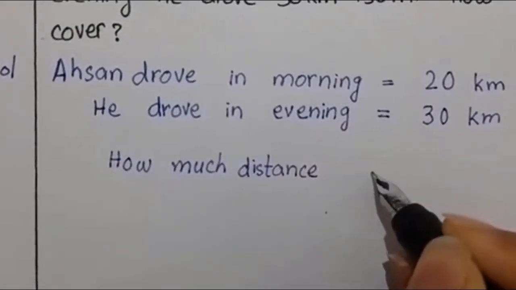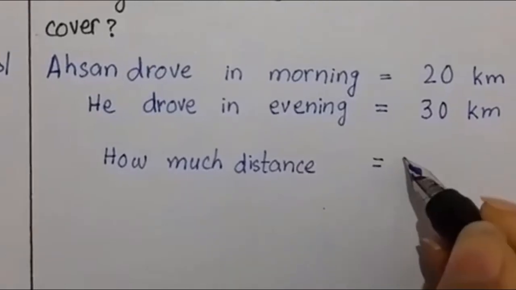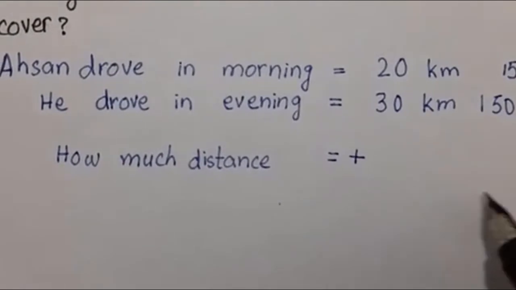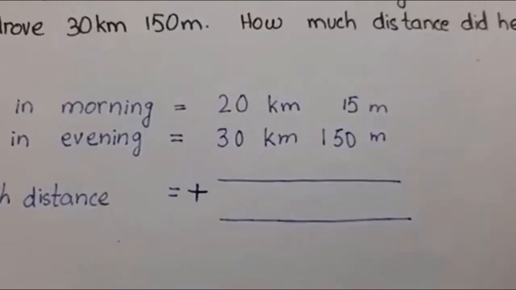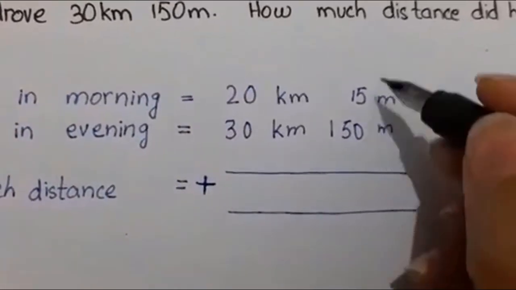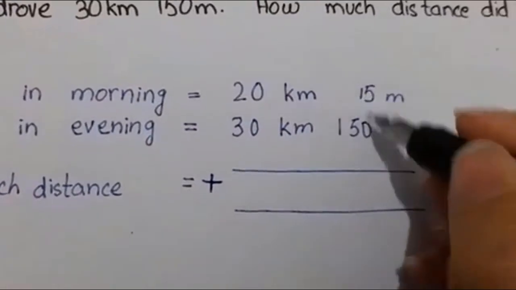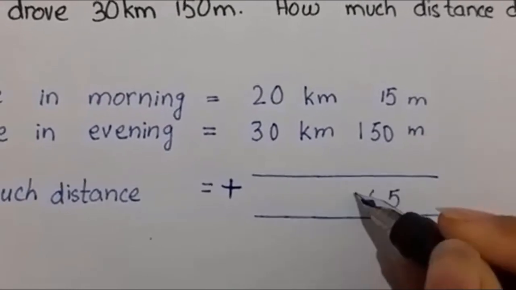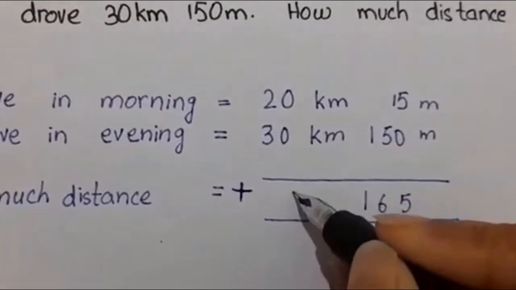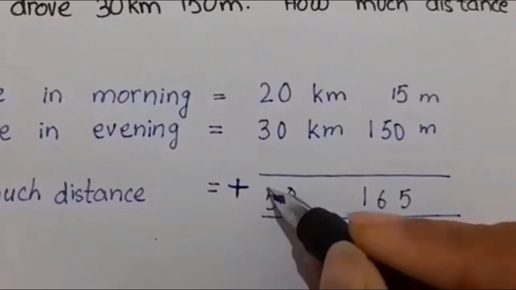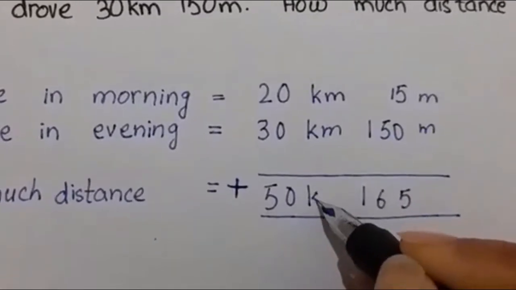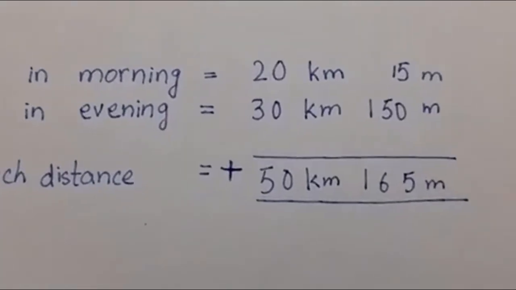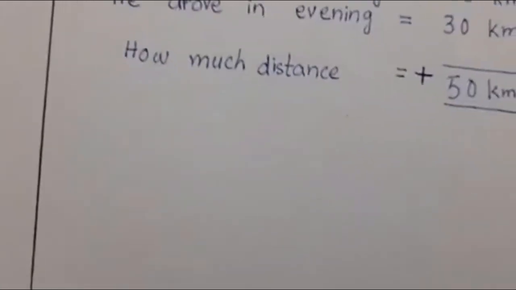D-I-S-T-A-N-C-E. We will write equals to under equals to and here addition, and then we will draw lines and then we will add. As you know boys, addition, subtraction, multiplication start from the right hand side. So 5 plus 0 is 5, 5 plus 1 is 6, 1 plus 0 is 1, 0 plus 0 is 0, 2 plus 3 is 5. So the total distance is 50 kilometer 165 meters. Okay, we will write the answer over here.